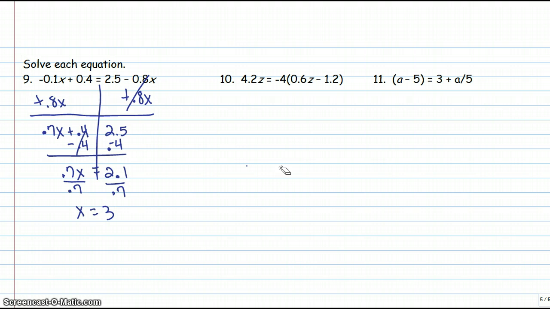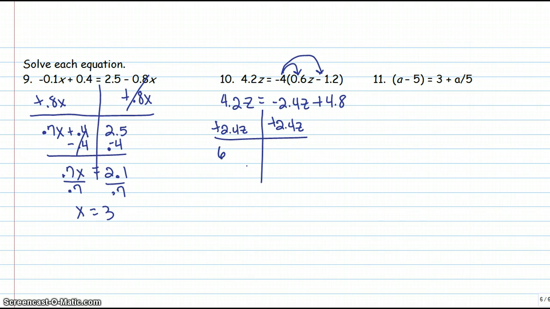Alright, next equation. Ooh, I see parentheses. So, okay, distribute. 4.2z equals negative 4 times 0.6z is negative 2.4z. Then negative 4 times negative 1.2 is a positive 4.8. Alright, let's get our z's together. Let's add 2.4z to both sides.